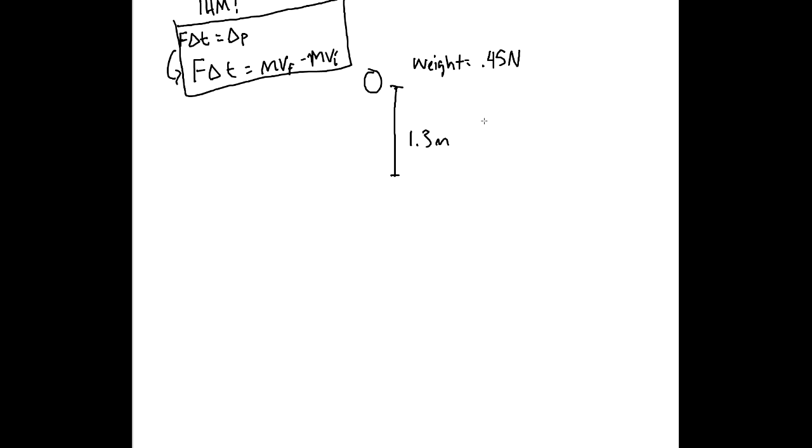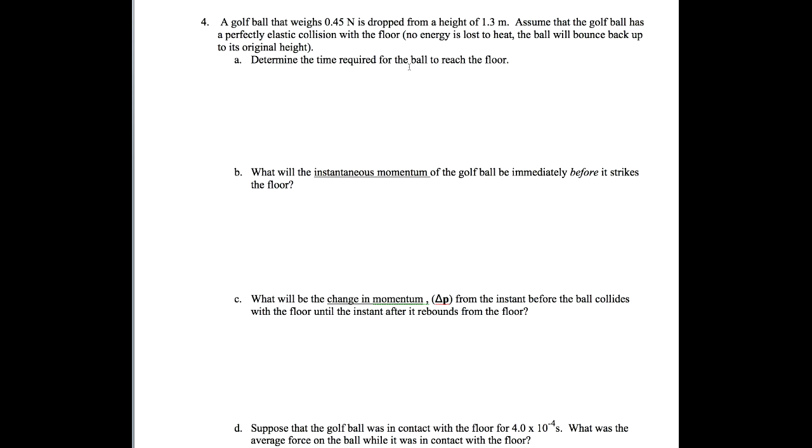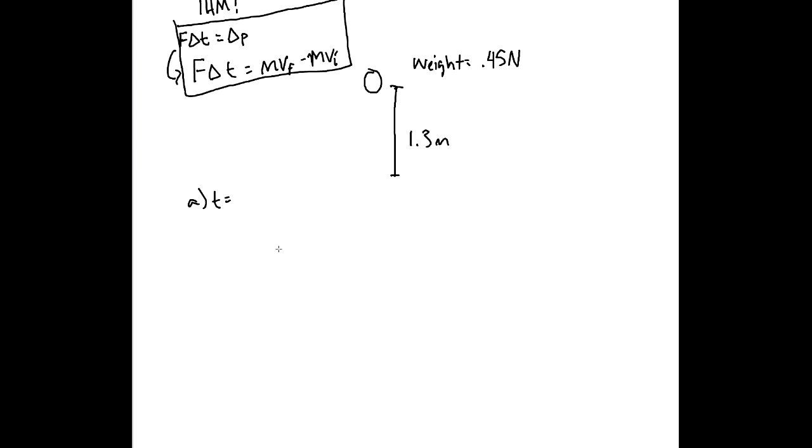Now, they want to know in part A the time it takes for the ball to hit the floor. So just before the ball hits the floor, they want to know how much time is required. Okay, so time equals what? Now, it says it's dropped, so if something is dropped, we know that our initial speed is 0.